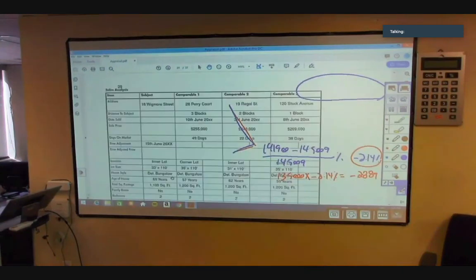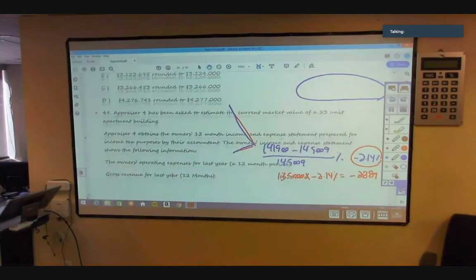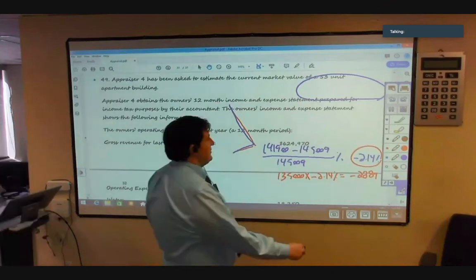Good. Let's go to 49. And guys, be careful on the theory, because on the theory they use words that confuse you. You've got to really, really read it. They're going to read it. Don't worry. Don't scare them.